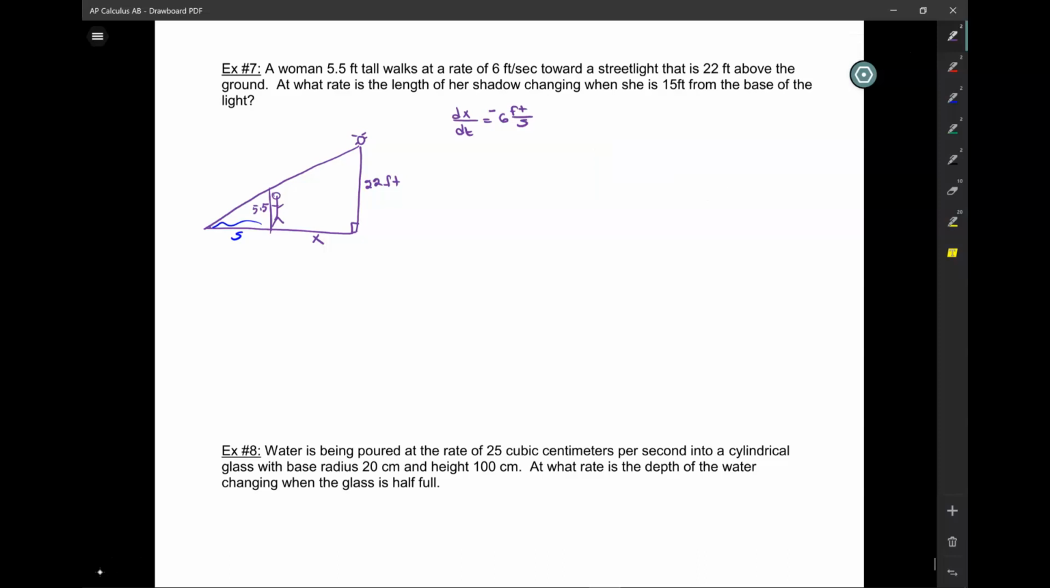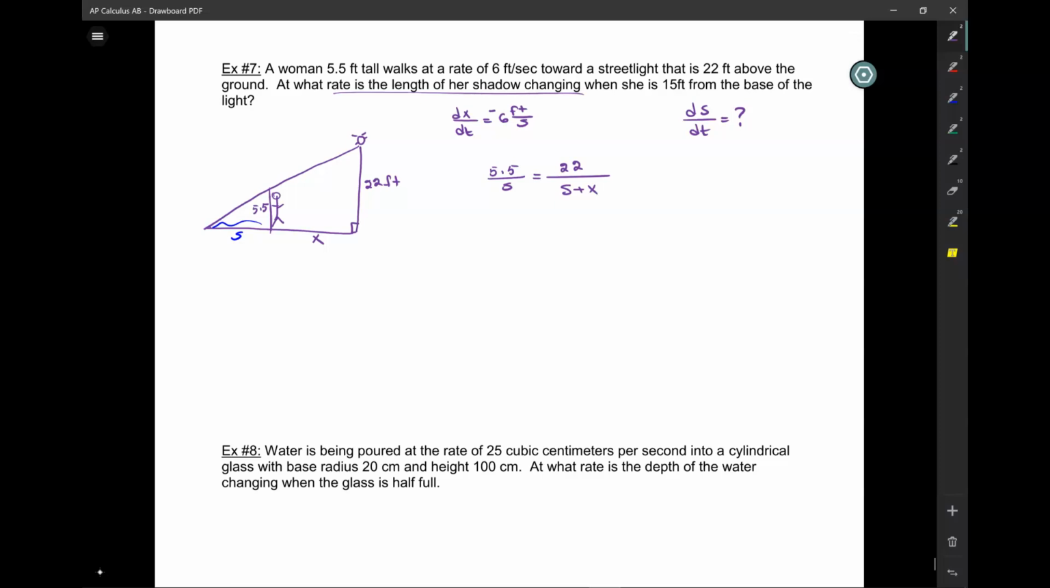Okay, so what do I have now? I have another set of proportional triangles. I have a small triangle to the left and a larger triangle to the right, like the whole thing is a larger triangle. So 5.5 over S is equal to 22 over the entire side of that large triangle, which is S plus X. And what I need is the rate at which her shadow is changing. So what I need is ds/dt.